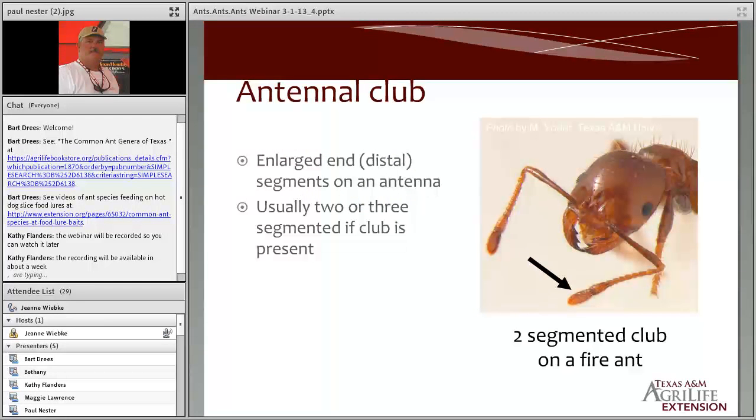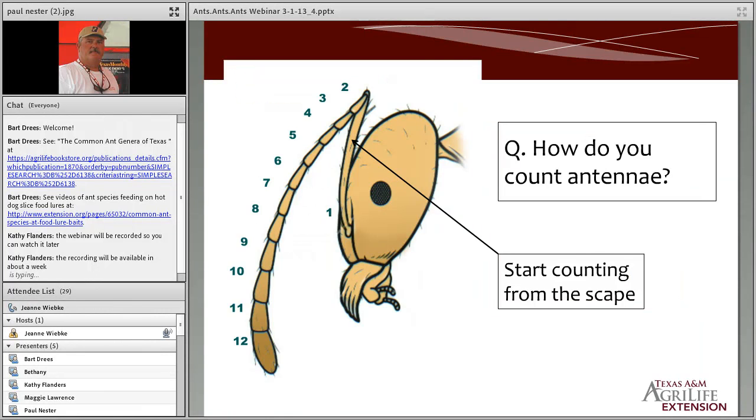Whenever we look at an ant, one of the first things we'll see is the dominant antennae, and some of them have enlarged distal segments on the antennae, such as the fire ant, and others will not. They'll just have straight segments. And usually there can be a one or two segmented club if it's present, like on the fire ant. When we talk about the antennae, when we talk about the numbering, it's very important we count the antenna segments. First off, the basal end, or the scape, is the first antenna segment. Then we proceed down the antennae from the first node all the way down to the last part of the antennae. So that's how we count those.